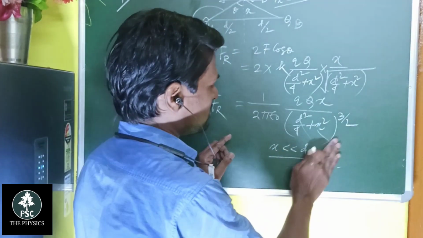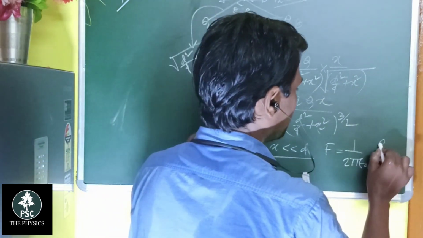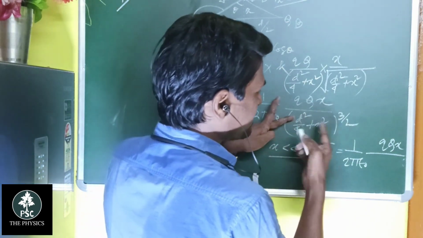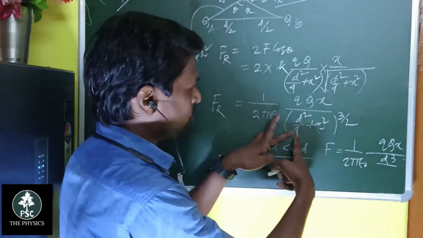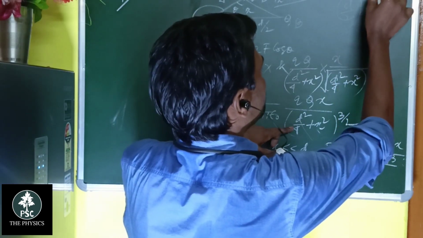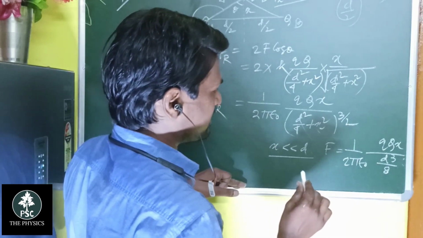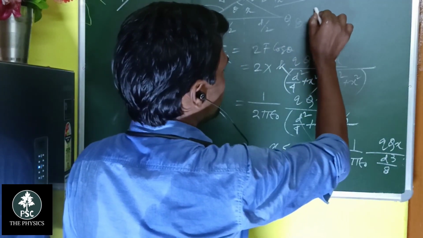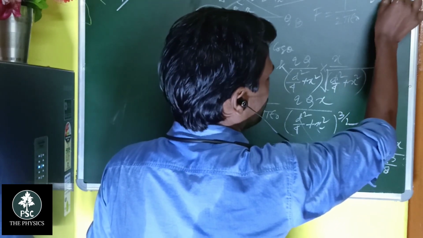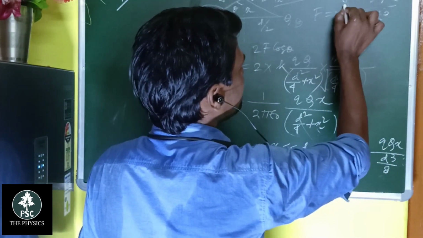So we can write here, when x is less than d, the force F equals 1 by 2 pi epsilon naught, q x by, since x square is negligible, d square into 2. So this is d cube, d cube by 4. 4 means 2 square. So here, students, d by 2 whole square into 3 by 2, and this and this cancel. So d cube by 8. We can write F equals 1 by 2 pi epsilon naught, small q, capital Q, x by d cube, and 8 means 4, so this is 8, and this cancels.